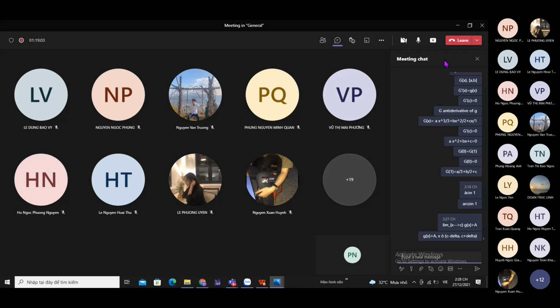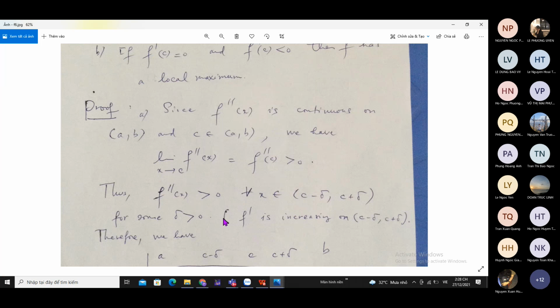Okay. Now, look. You have got the limit of f double prime of x as x approaches c greater than 0. And that's why we have got f double prime of x greater than 0 for any x in the interval (c minus delta, c plus delta). So it implies that f prime is increasing on this interval.